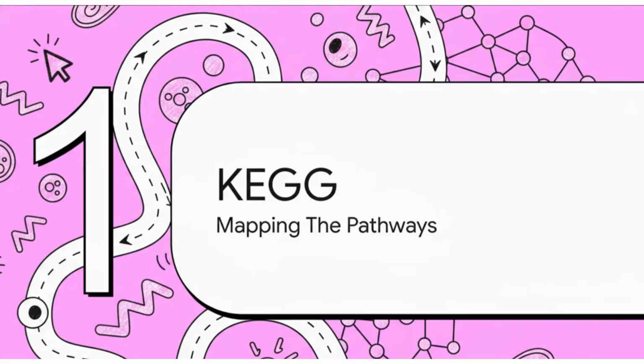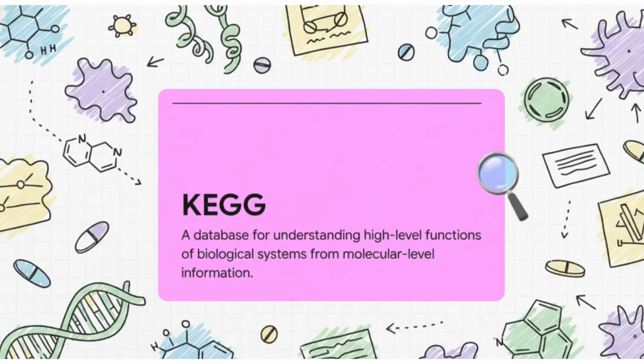All right, first up is KEGG. I want you to think of it as the GPS for navigating the incredibly complex roadmaps that exist inside our cells. Now, KEGG stands for the Kyoto Encyclopedia of Genes and Genomes, which is a mouthful, I know. But what it really is, is a whole collection of databases all rolled into one. It brings together everything from genomes and chemical substances to drugs and diseases, all to help us understand the high-level functions of a biological system.